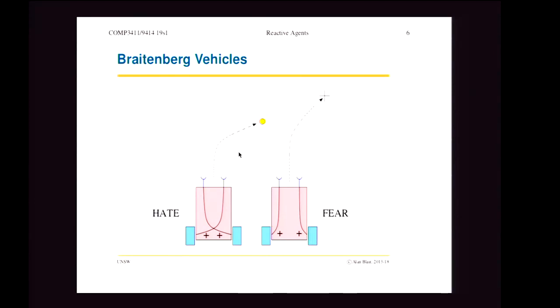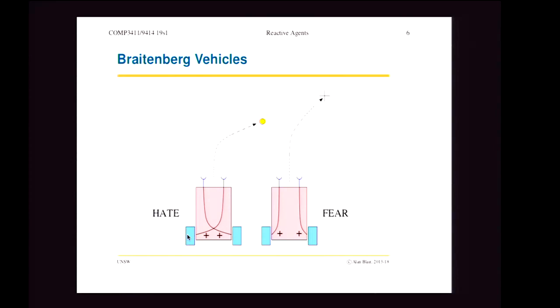Yes, it'll speed up because it's getting closer to the light. So these light sensors will respond more strongly because they're closer to the light, so the wheels will spin faster and faster. And eventually it'll just crash into the light. Right? So he called this vehicle hate because it looks as if it hates the light and is attacking the light.